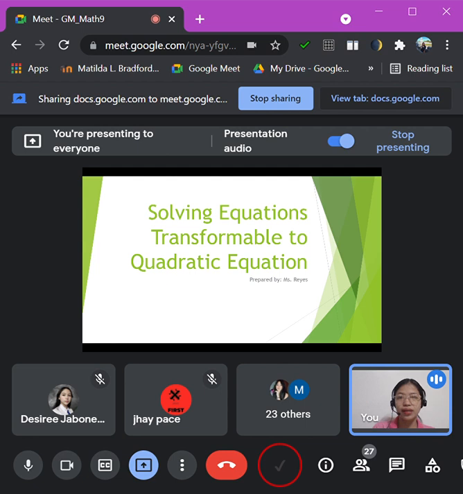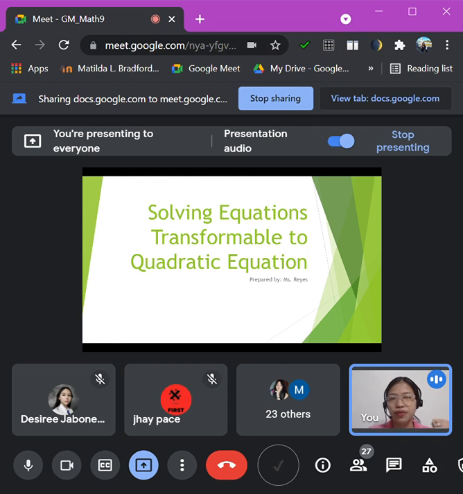Okay, so that is for solving equations transformable to quadratic equations. Meaning to say, the given equation is not yet recognizable as a quadratic equation, but it can be changed into a quadratic equation. In order for us to change the equation, you need to do some steps. All that you learned in our previous classes will be applied.